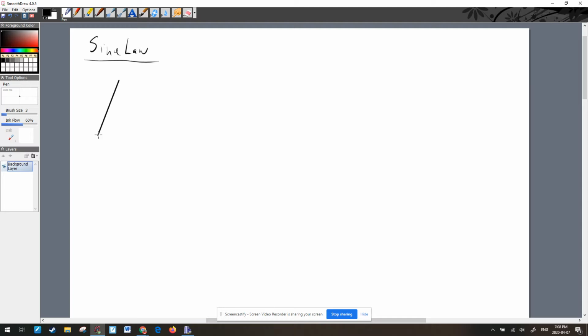So I'm just going to draw a really quick triangle here. Here we go, a really quick triangle. Let's say that we knew that this angle here was, I don't know, 70.